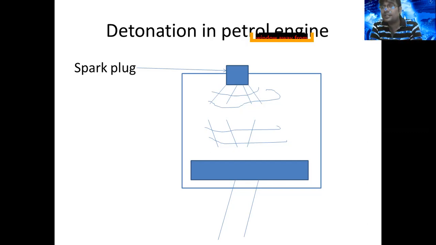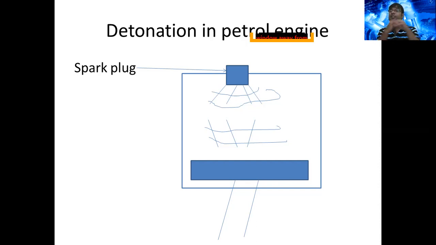So how does detonation take place in a petrol engine? To explain detonation, first you should know how the combustion in a petrol engine looks. It is like a regular flame front. Means from one spark plug, the flame starts. And what happens sometimes is that another flame also comes from opposite of the spark plug. Why does another flame come from opposite of the spark plug?